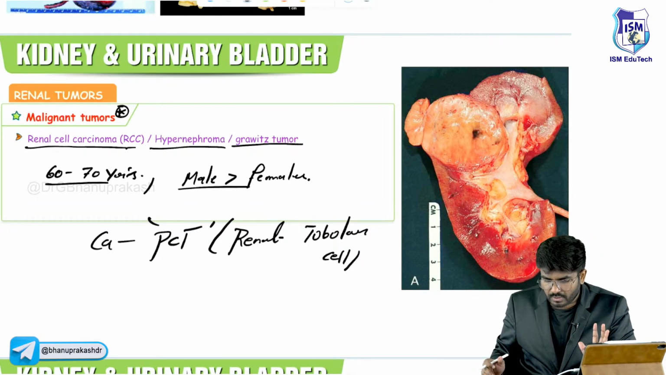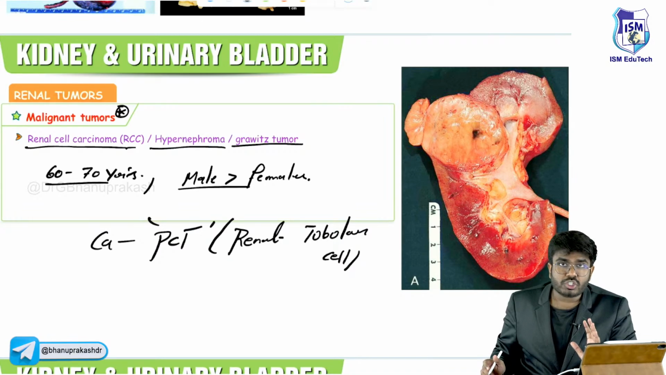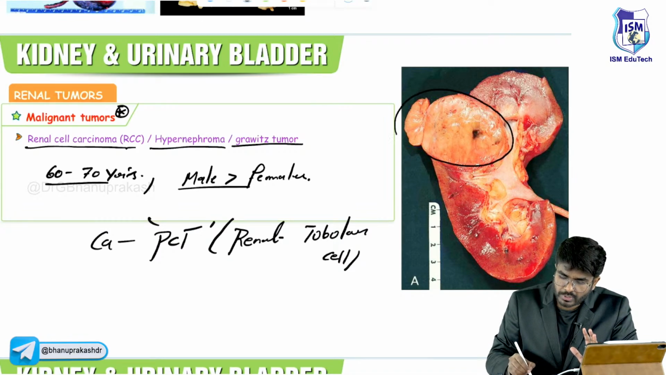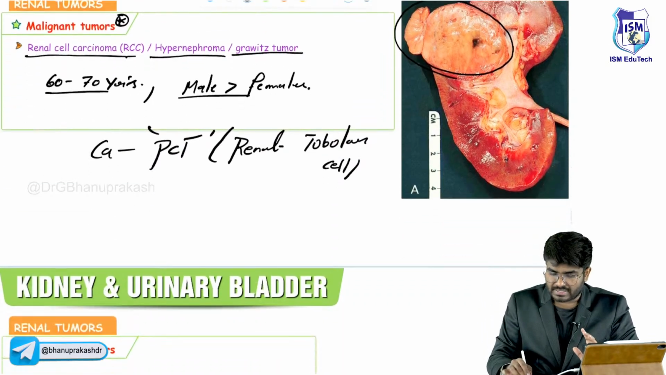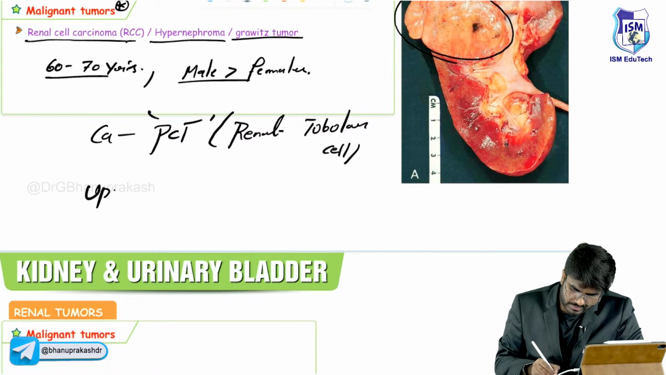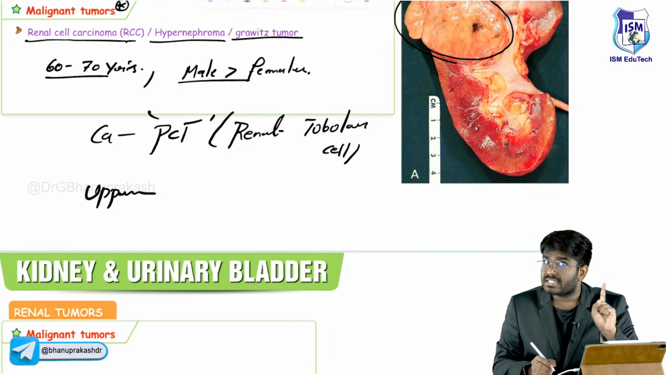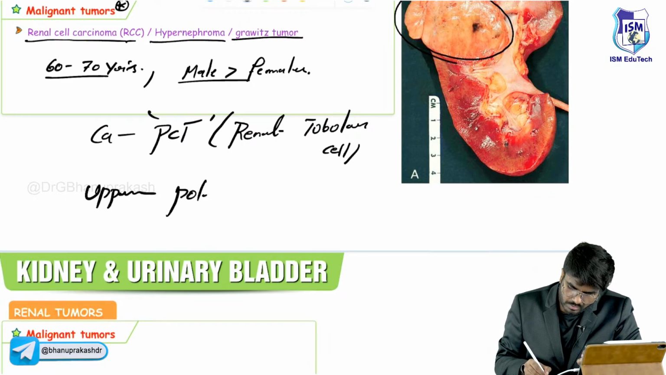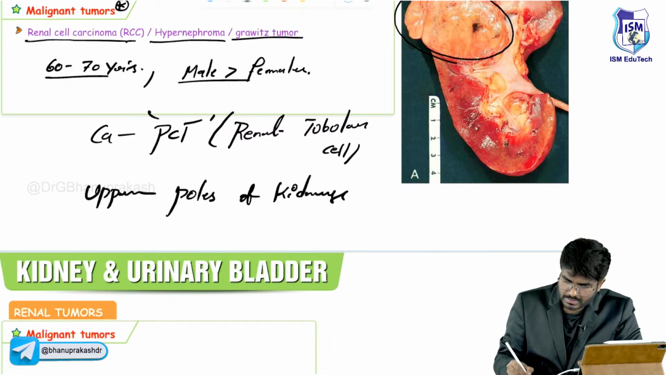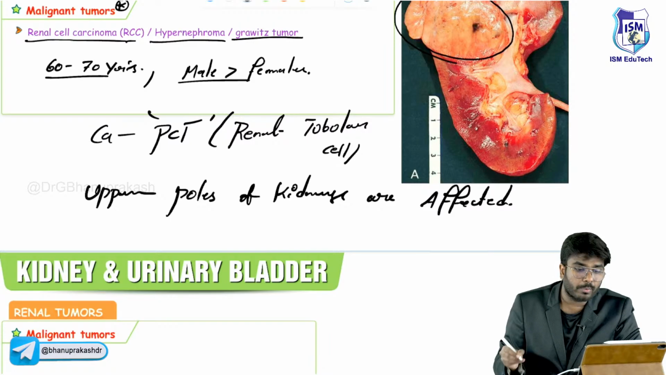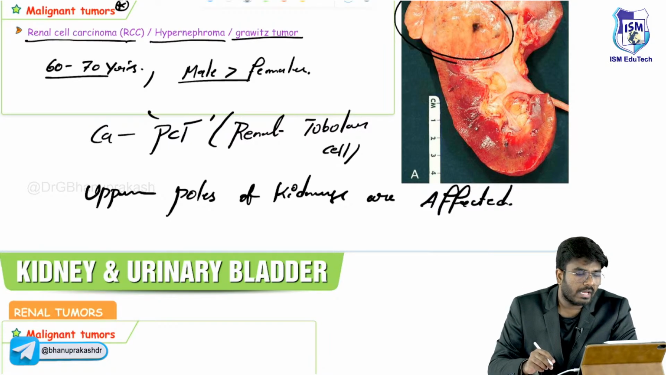There is a tumor of renal tubular cells, and most commonly the tumor is going to be in the upper poles of the kidney. That's very important. If they specifically mention upper poles of the kidneys, think RCC, renal cell carcinoma. Upper poles of the kidneys are most commonly affected.